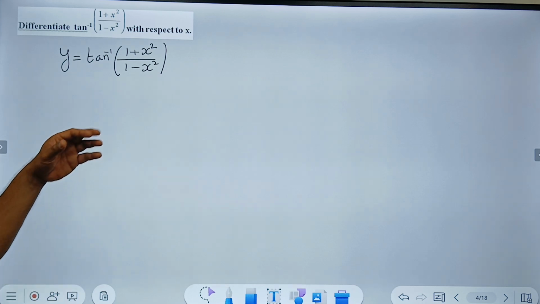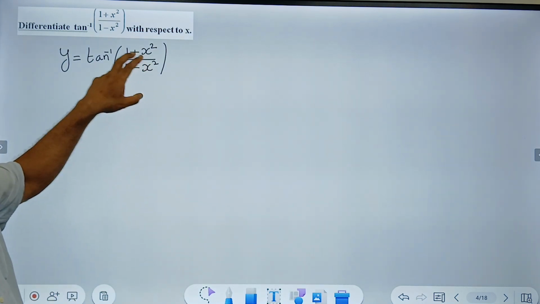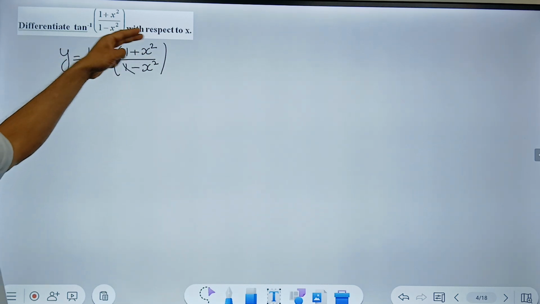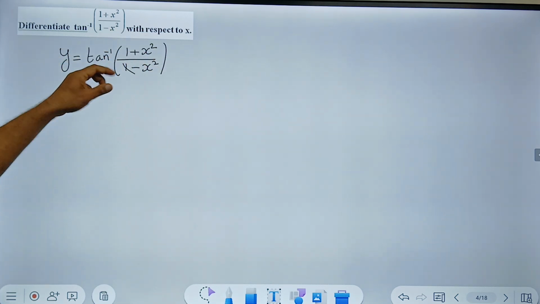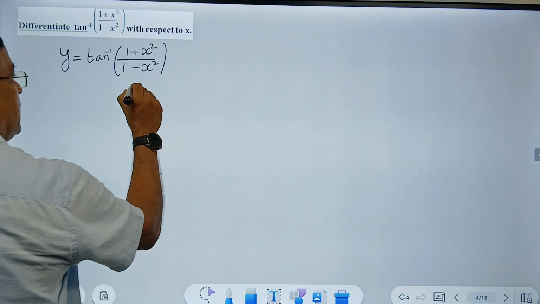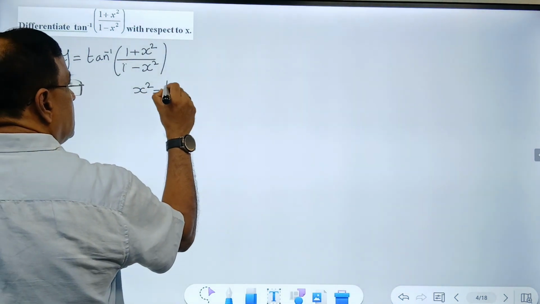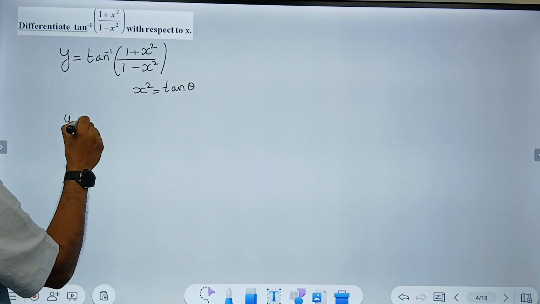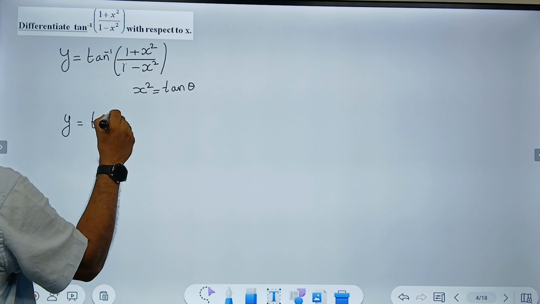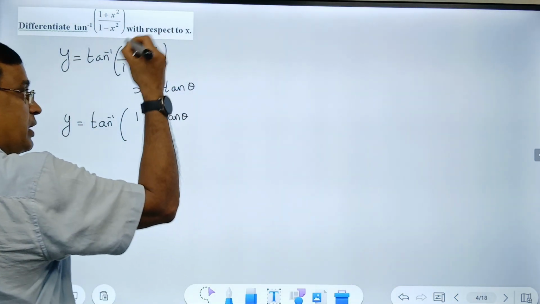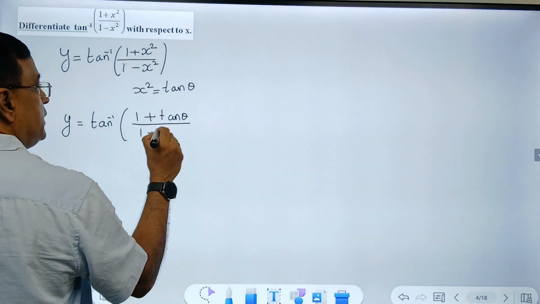It is very tempting for me to put x as tan theta, so it looks like cos 2 theta. But this is tan inverse, so no point in getting anything in terms of cos or secant. I should get only in terms of tan. So for that I will take x square as tan theta straight away. By taking x square as tan theta, see what exactly happens. This becomes tan inverse of (1 plus tan theta), because I have taken x square as tan theta, by (1 minus tan theta).